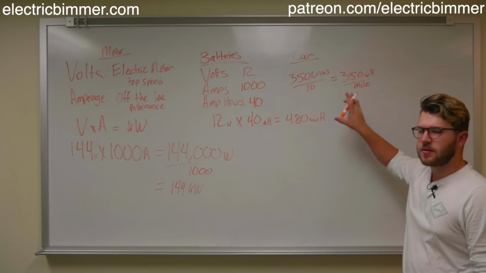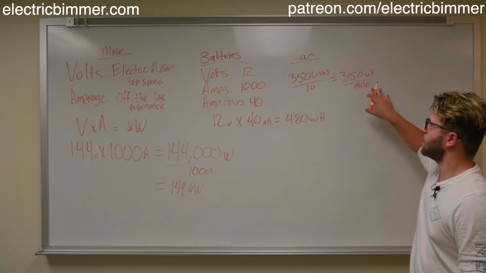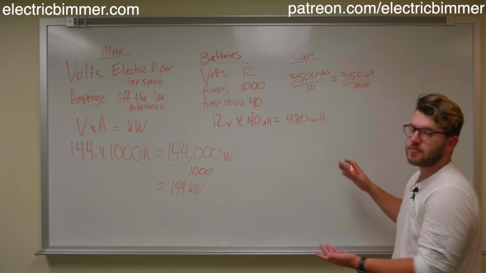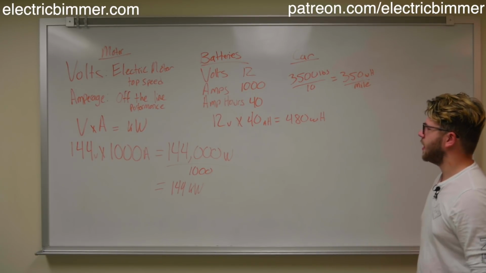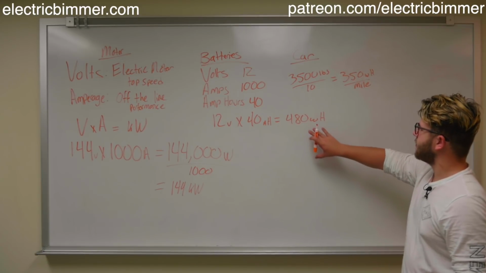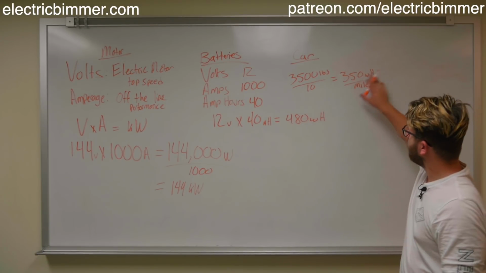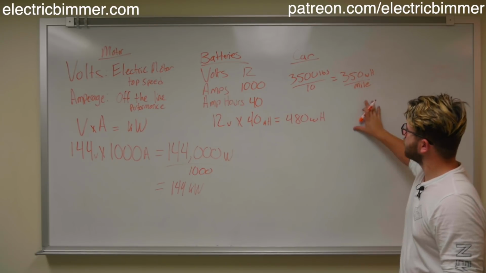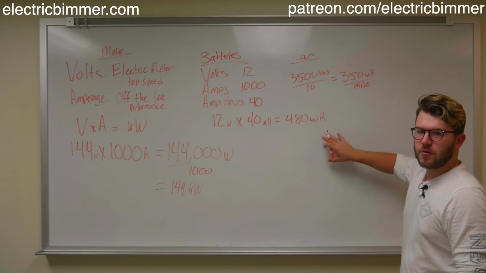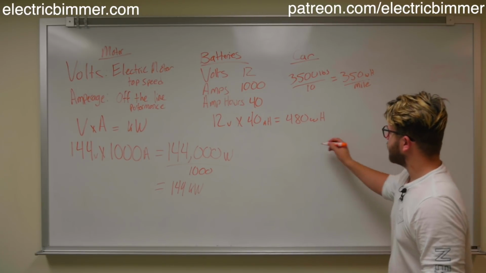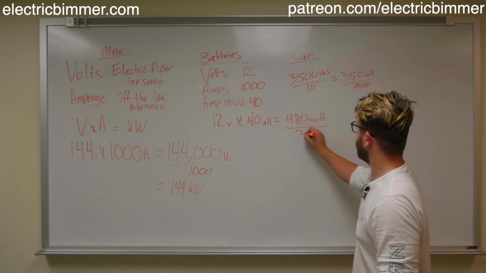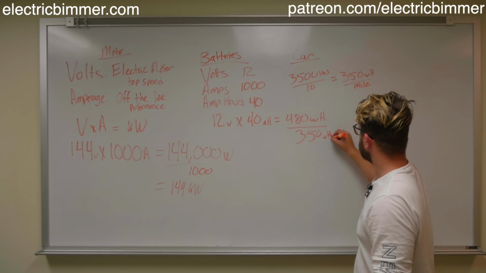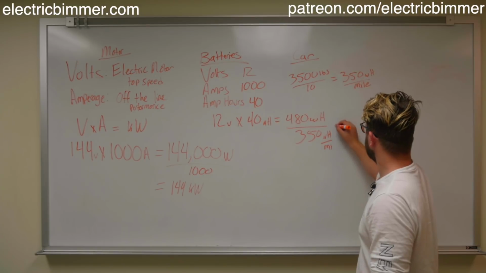I know this seems like a weird jump to go from pounds to watt hours per mile, but it's a very rough estimation and it works, so I'm going to trust that. You might notice now we have something in watt hours and something in watt hours per mile. If you think about how division works, to get miles, we just divide these two together. So let's take 480 and divide that by our 350 watt hours per mile.